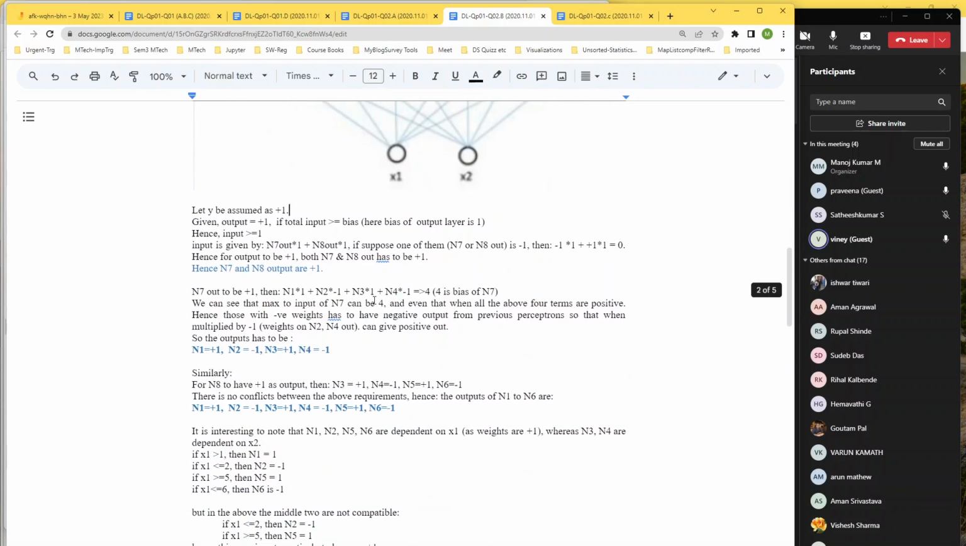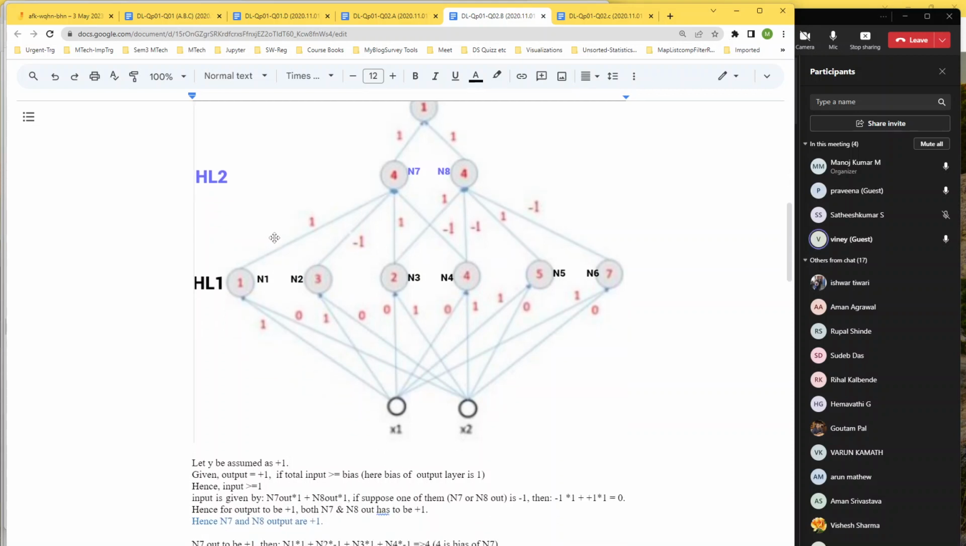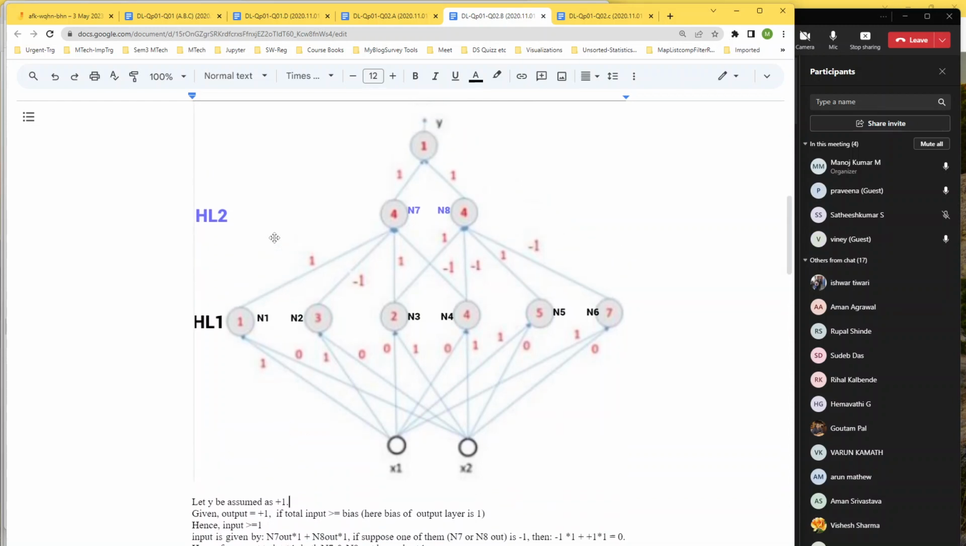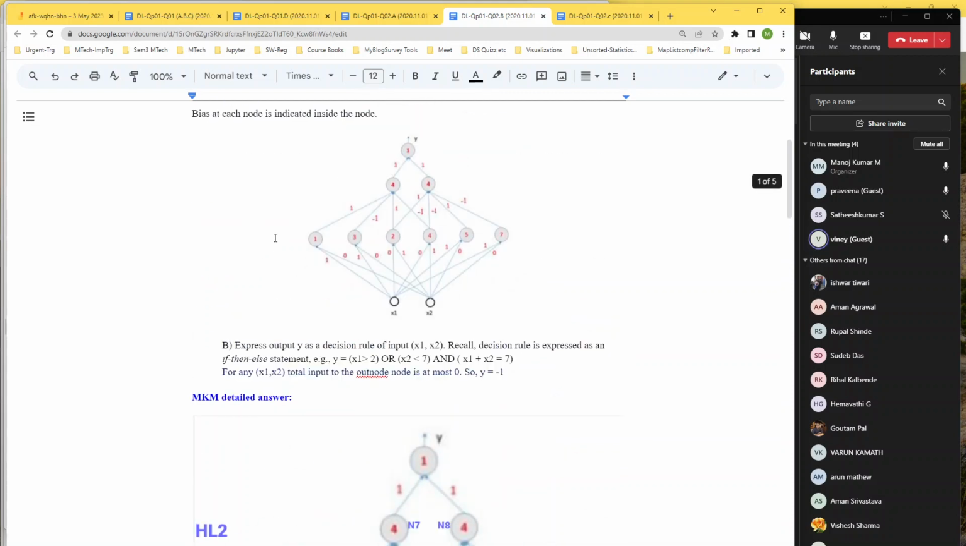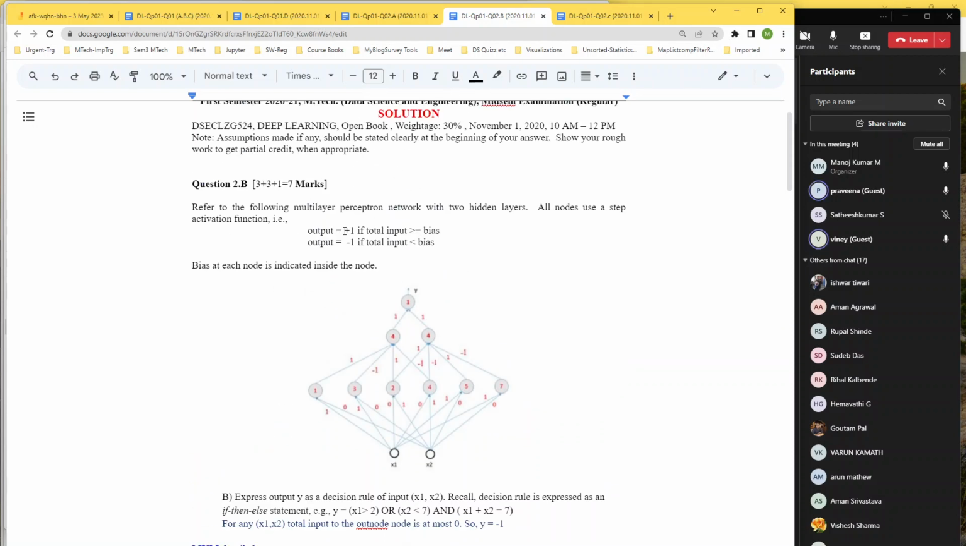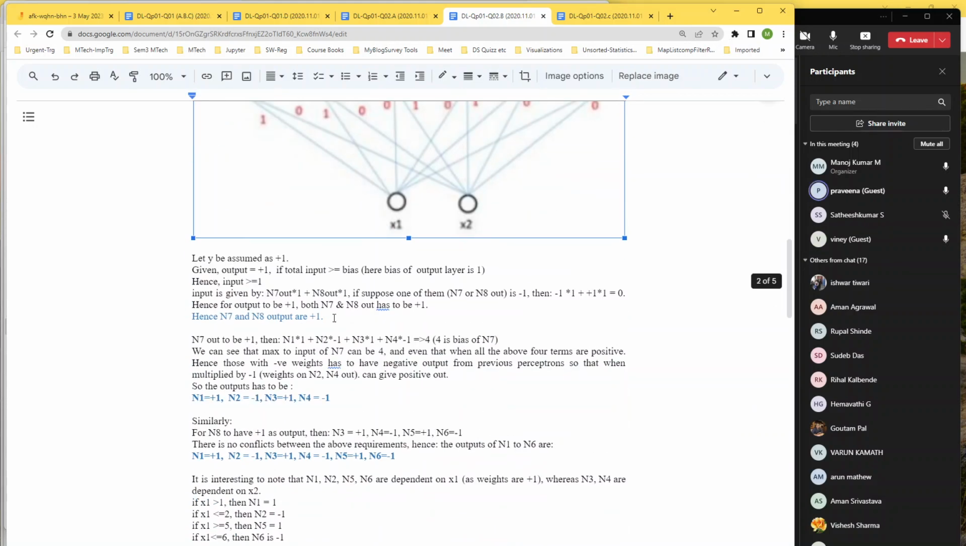So this is added, right? Just look at the diagram once again. For N7 and N8 plus 1, we need the input to be greater than or equal to the bias. Like, N7 is equal to 1 or N8 is equal to 1, or both, right? Or includes both. They have either minus 1 or plus 1. So N8 can be either plus 1 or minus 1.